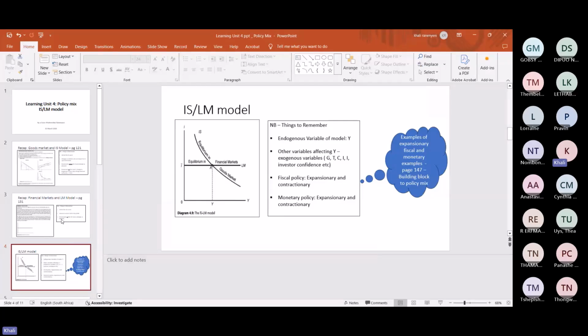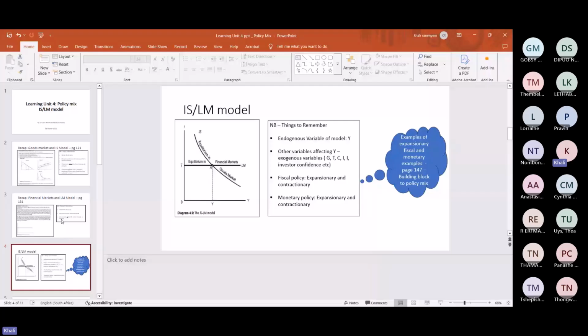Things to remember is that your level of income is the only endogenous variable. That's the variable that is determined within the model, and everything else is exogenous. Government spending, taxes, consumption, investment, investor confidence, all of that is determined outside the model, and it influences our level of income. We also introduced last week the concept of fiscal policy and monetary policy.